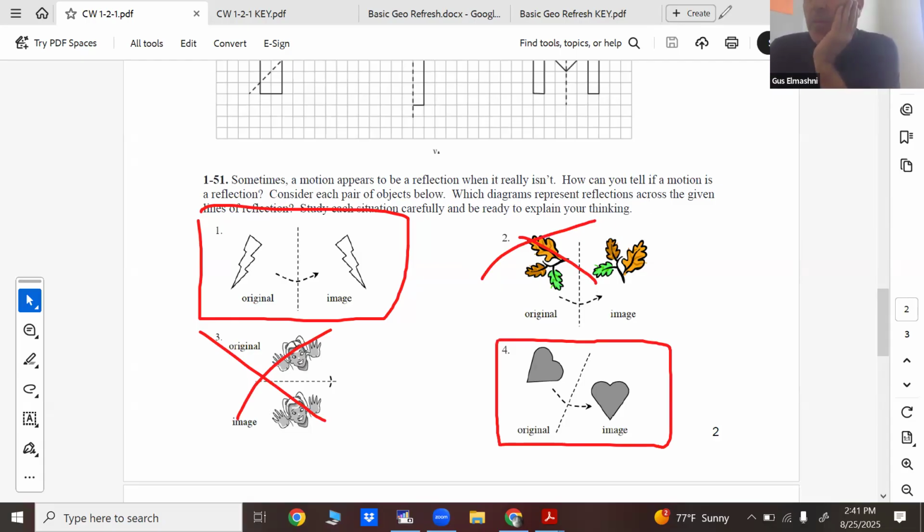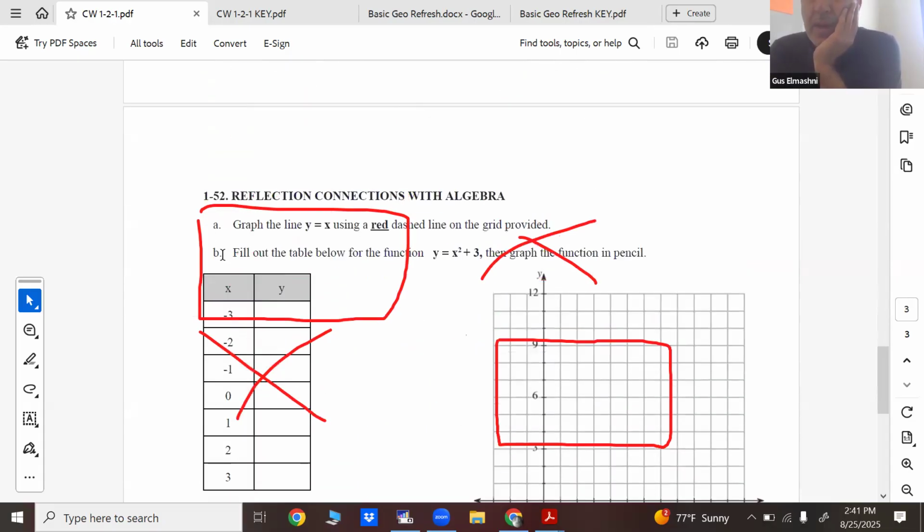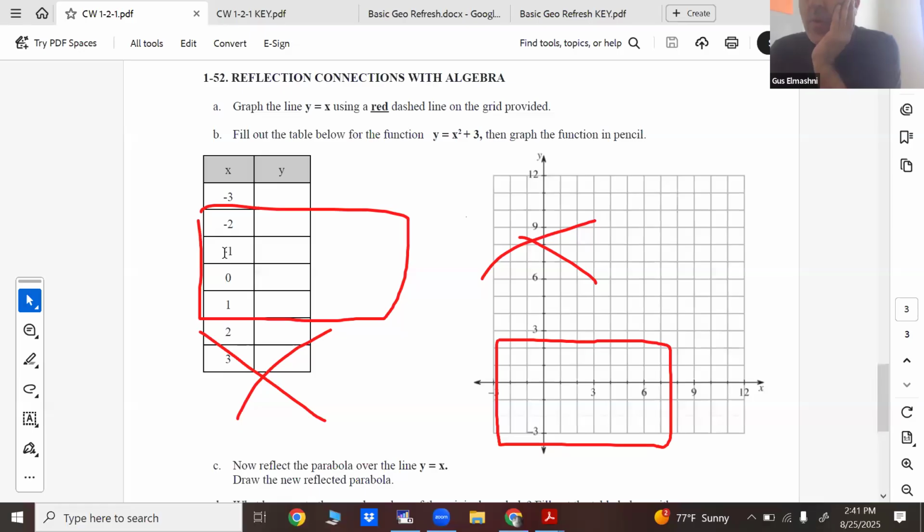The last part is what we really want to be present for. This is all about coordinate geometry. It's a big deal. We really have to understand how reflection works with coordinate geometry. So I'm going to have you do some groups, and I'll walk around and help you out. We're going to fill out this table and plot the points. I'm going to ask you to make a reflection along y equals x.